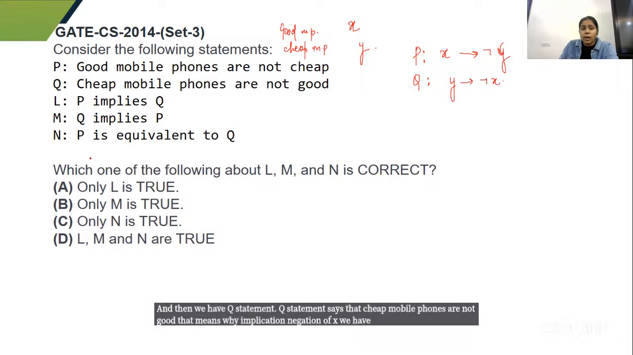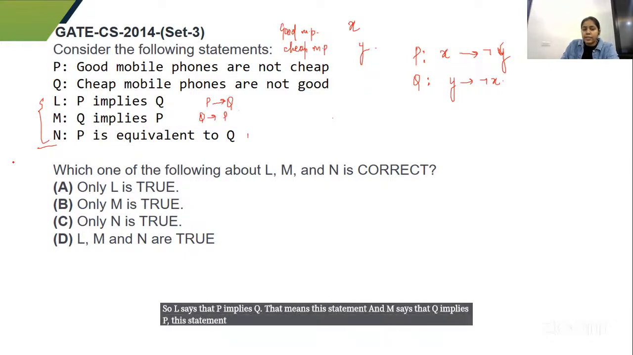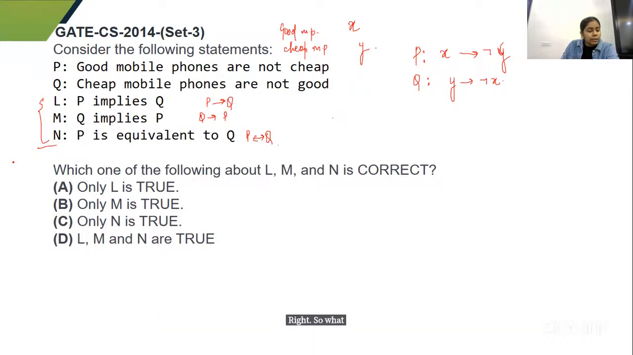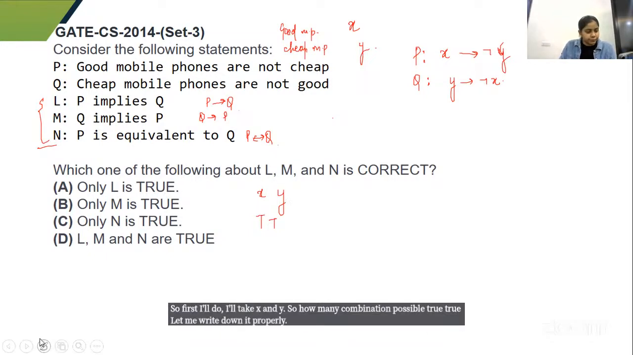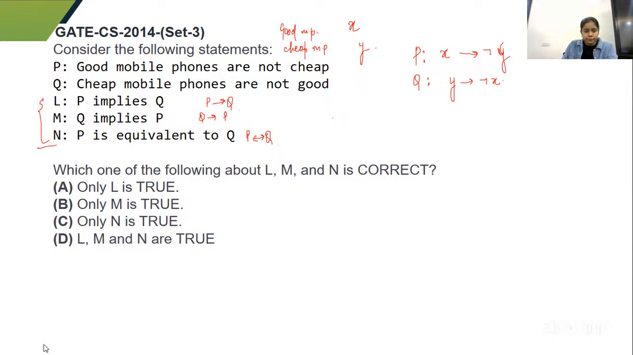Now I have to check which of L, M, and N are correct. L says that P implies Q, that means this statement. M says that Q implies P, this statement. And N says that P is equivalent to Q. So what would I do? I'll draw a truth table here. First I'll take X and Y. How many combinations are possible? Let's take the statement X, Y: true true, true false, false true, false false. Right? So these are the cases.